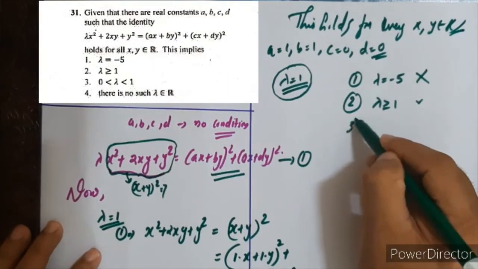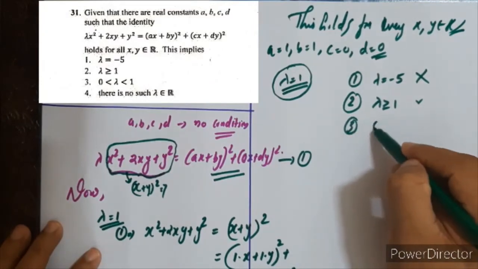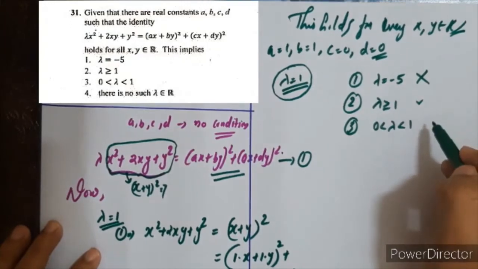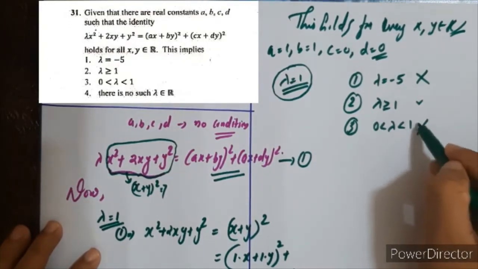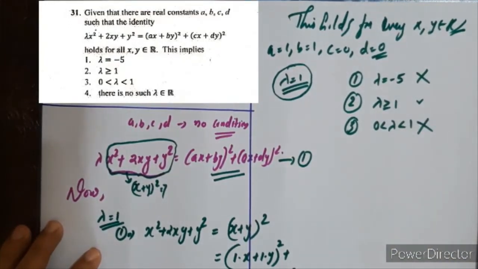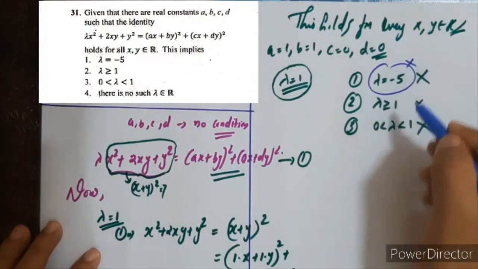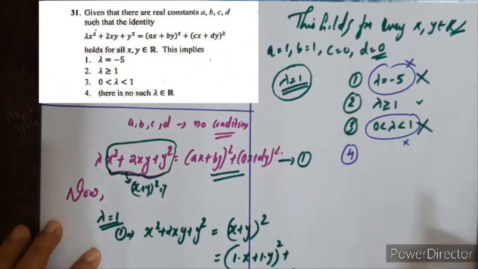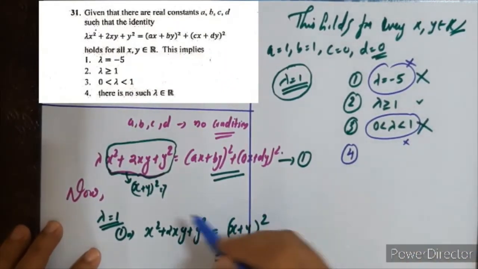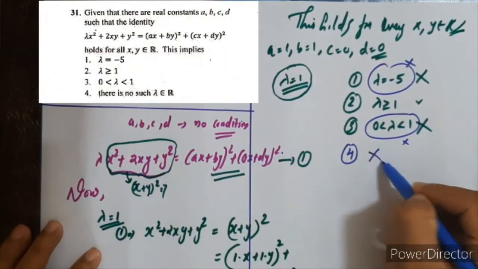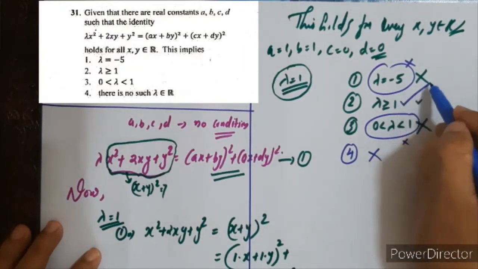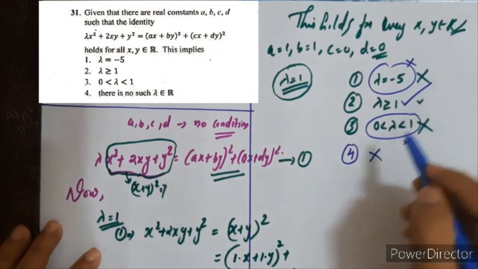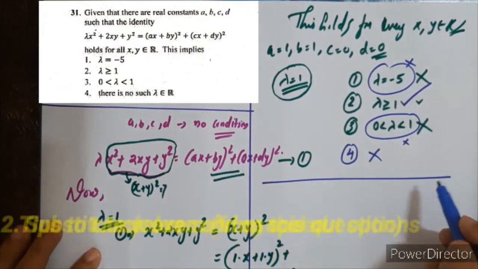Now I am looking at the third option. Here 0 less than lambda less than 1. Now here there is no 1. So this option is also false. And the fourth one, there is no such lambda, but lambda equal to 1 works. So the correct answer is lambda greater than or equal to 1. That is the correct answer.